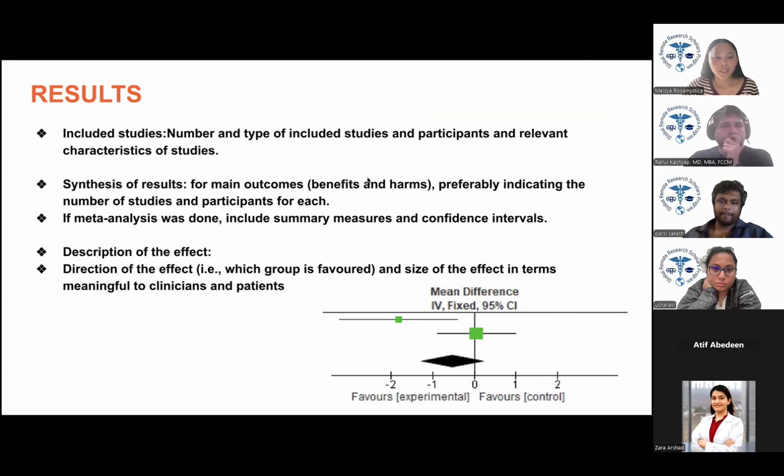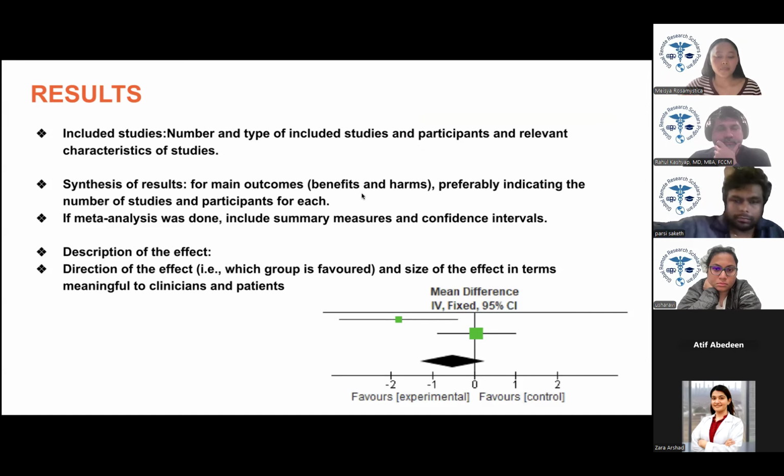Now, talking about the results section, which is basically the core point of the manuscript and even of your abstract. In a systematic review with meta-analysis, the results section should include the included studies, where you mention the number and type of included studies, participants, and relevant characteristics of the studies. And then you talk about the outcome. If you've done a meta-analysis, usually we have primary and secondary outcomes.